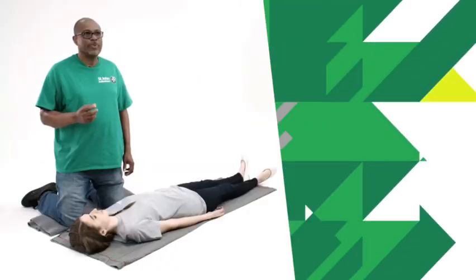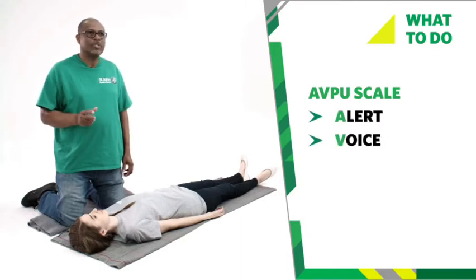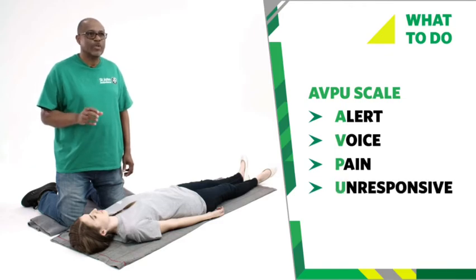Depending on how the casualty responds to you, will establish a level of response. We use the AVPU scale, and each letter can represent the casualty's level of response. A, alert. V, response to voice. P, response to pain. And U is the casualty unresponsive to stimuli. If there's still no response, they are unresponsive.